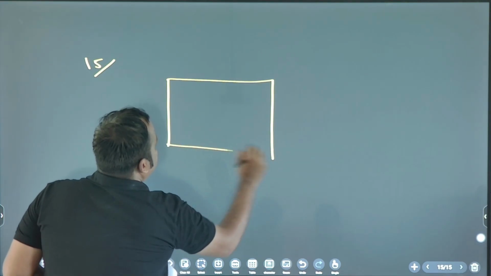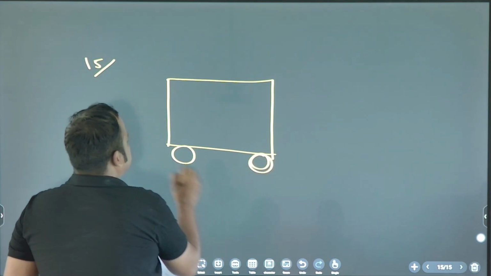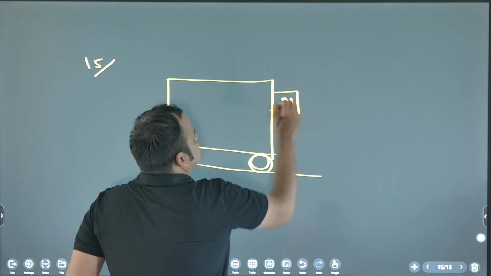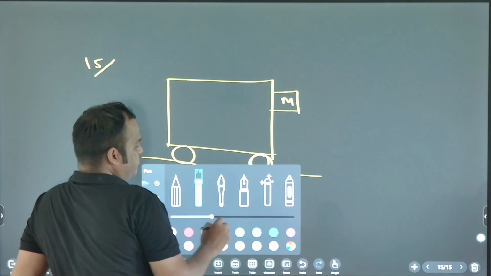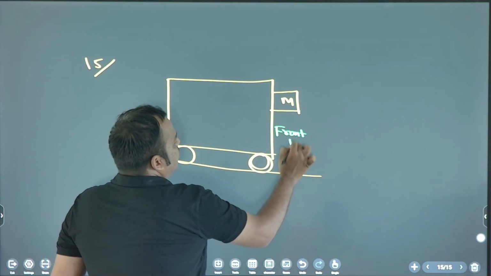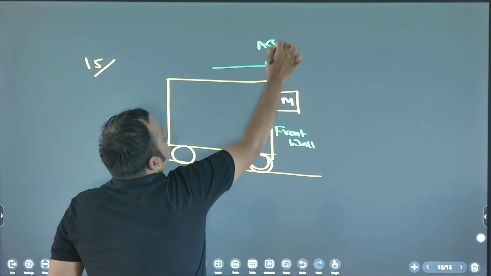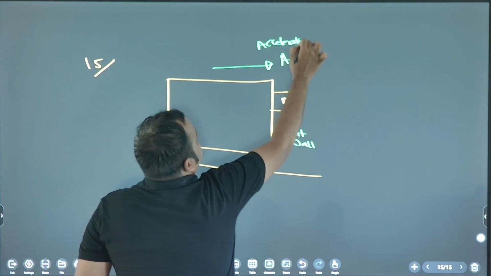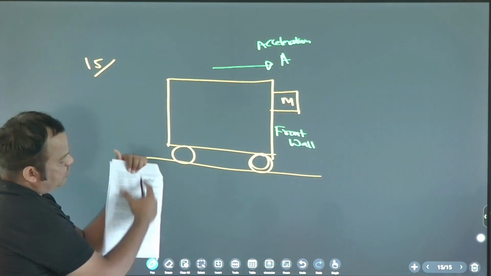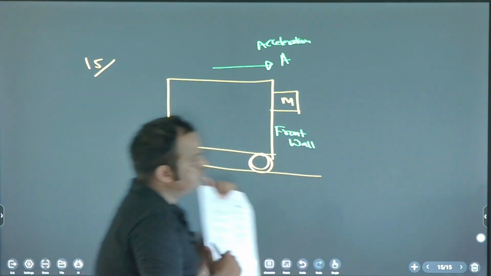See, this is the cart. Cart means truck, you can call it truck also. So you want this block to be at rest. This is the front wall of the truck. The truck is accelerating to the right side. The acceleration of the truck is to the right. Suppose this is the wall, the block is here, and it is accelerating like this.